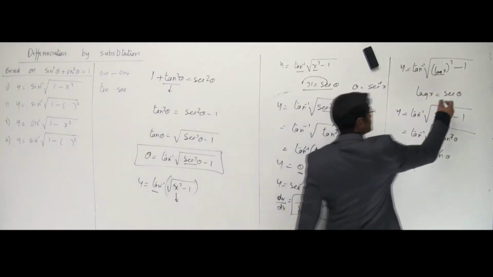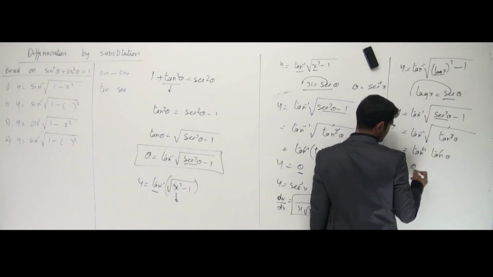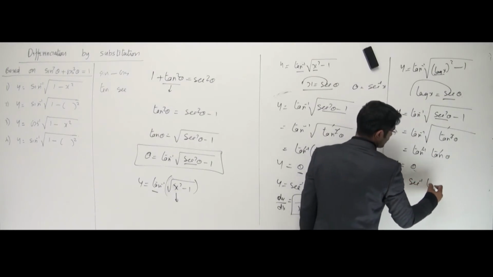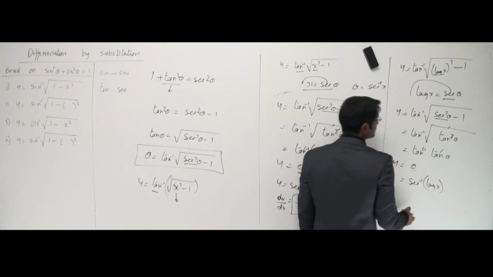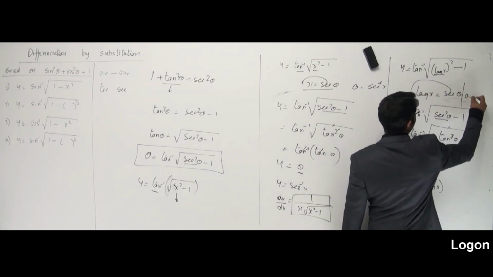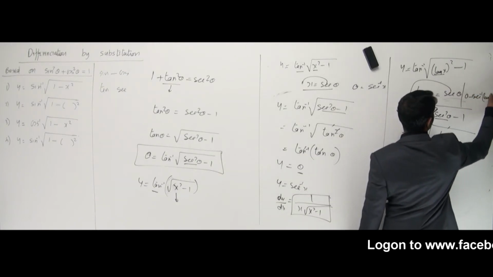So can I put the secant on the other side? Yes. If I put secant on the other side, I'll get theta would be secant inverse of log x. Correct? Look at this, I'm just putting secant on the other side. I can write theta is then equal to secant inverse of log x. That's what I have.